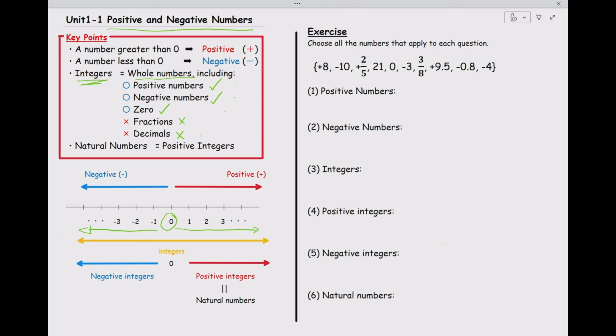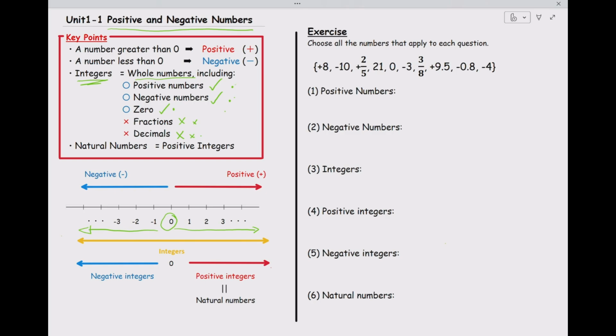This is very important. Again, integers can be positive, negative, or 0. But, it cannot be fraction or decimal. Let me give you 3 seconds to memorize this. Okay, let's move on.